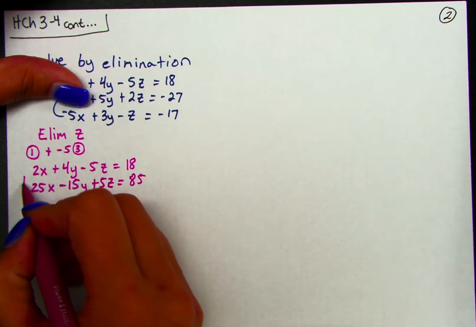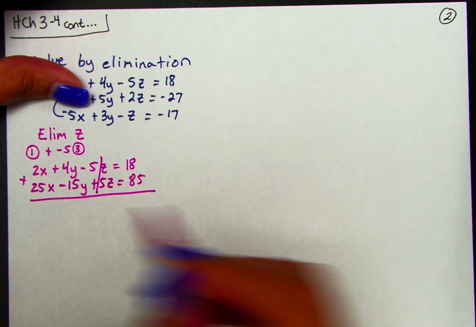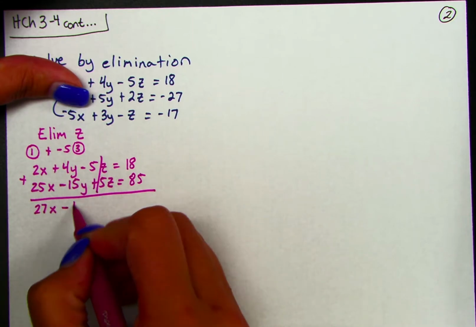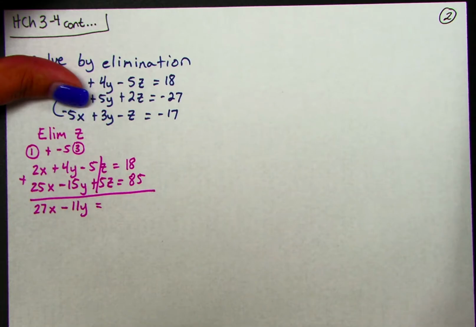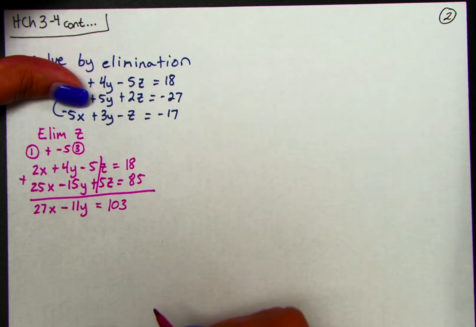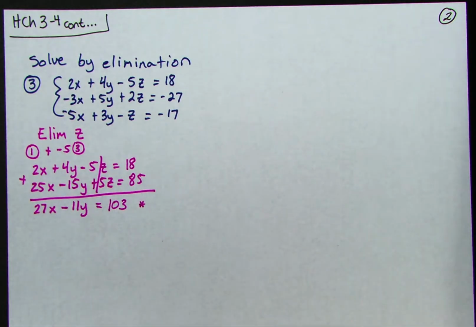Okay. And again, I'm adding those equations together. So z's canceled. This will give me 27x minus 11y equals, and then 18 plus 85 is 103. Okay. And if you need to, you can put a little star by this one because we are going to come back to it. So now we need to use a different pair of equations and eliminate z again.